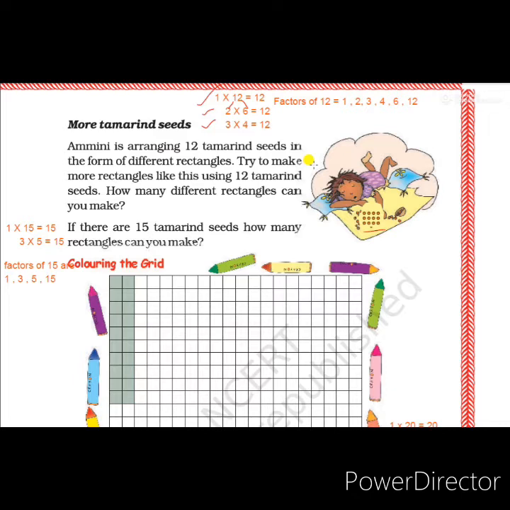A multiple is a product of two numbers. That means 1 into 12 is 12, 2 into 6 is 12. So the product of 2 and 6 is 12. So 12 is the multiple. 3 fours are 12. 12 is the multiple.